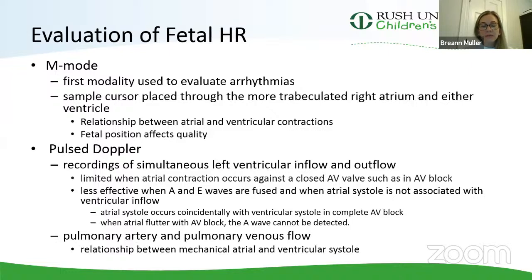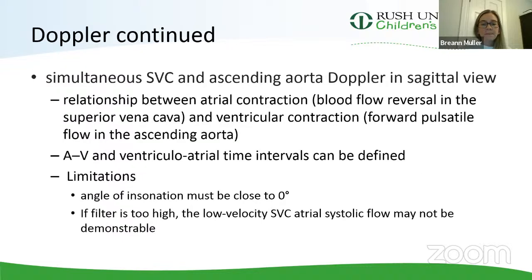At the bottom of the screen, I just wanted to mention there is a less commonly used way, which is evaluating the pulmonary artery and the pulmonary vein. The reversal of flow in the pulmonary vein can show you the atrial contraction. It's not as commonly done because there are more errors. It's not as accurate, but it has been studied, and there is data on that out there.